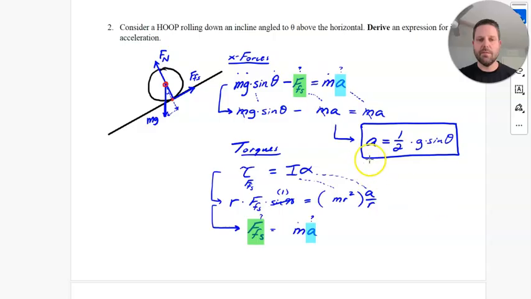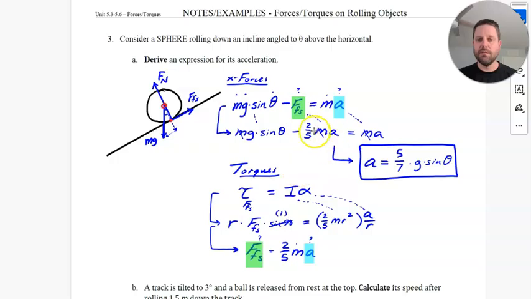You can see here it's the exact same approach if we use a hoop, just mr squared. And same thing if we use a sphere, except 2/5 mr squared.